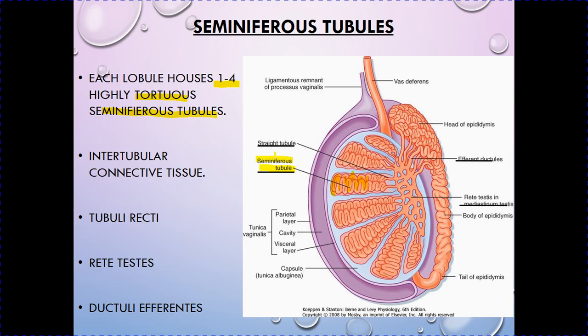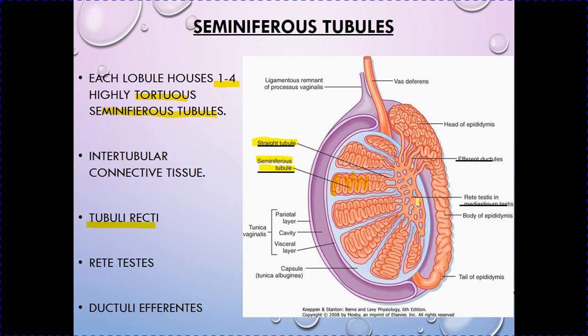These short straight segments are known as tubuli recti. So see, these are the straight tubules, also called tubuli recti. The highly coiled seminiferous tubules at the region of the apex lose their convolutions and become straight. The straight tubules are called tubuli recti. The tubuli recti pass into the mediastinum.